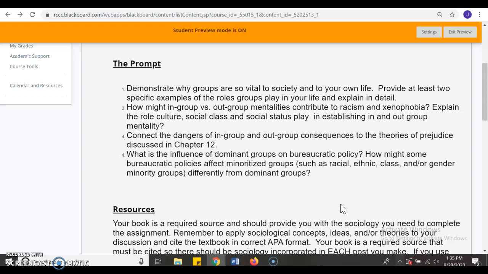The next part of question 1 is to provide at least 2 specific examples of the roles groups play in your life and explain in detail. So for example, a primary group that I'm a part of, and I hope that all of you are a part of, is the family. So I have my family that I currently live with, which is my husband and my daughter. I can think about the role that my husband and my daughter play as a family group.